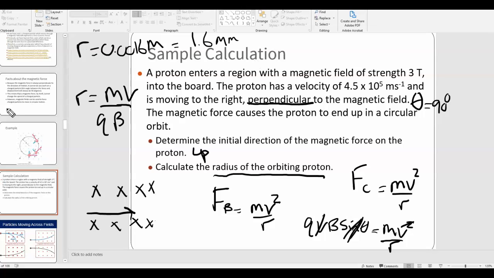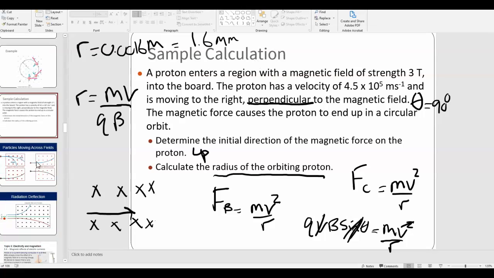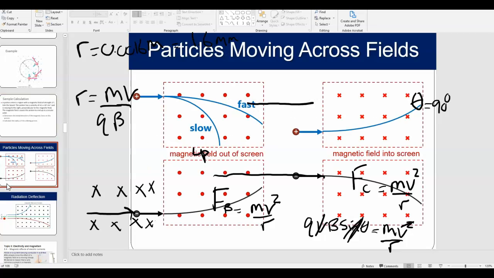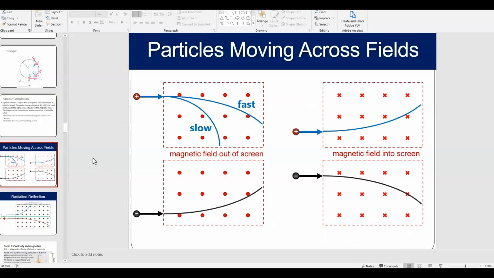So anyway, pause there, make sure you understand that concept. This is just to give you an idea how, if you shoot charged particles into a magnetic field, based off of the amount of deflection, you can infer some different things about those charged particles.